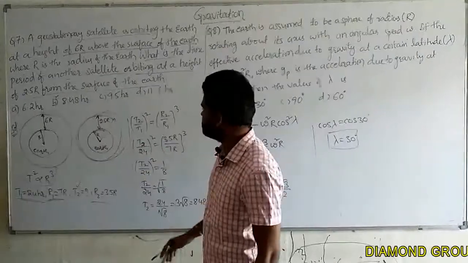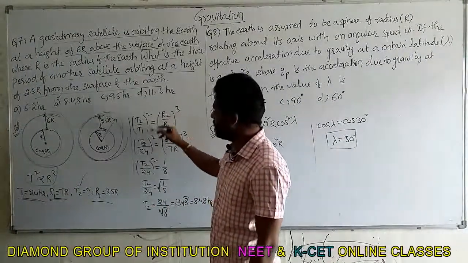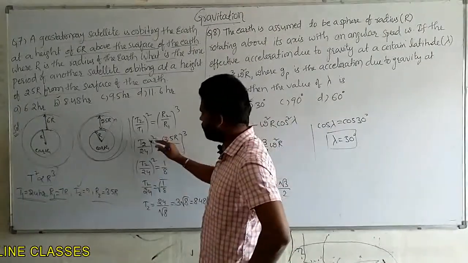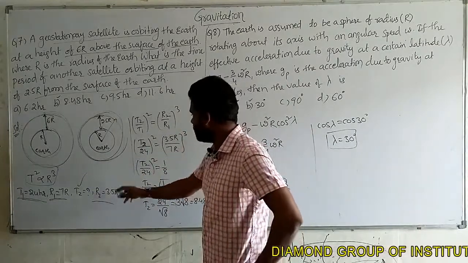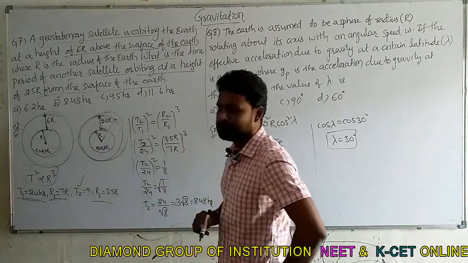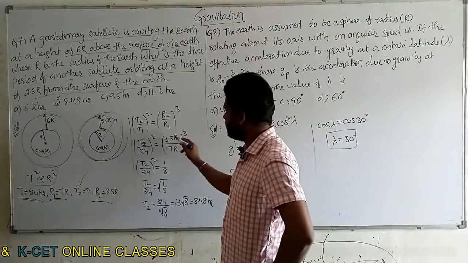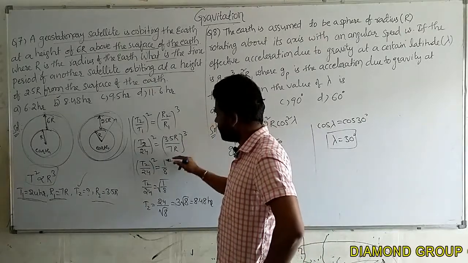Using the relationship T square is directly proportional to r cube, T2 by T1 whole square equals r2 by r1 whole cube. We can get it very easily. We have to find the T2 value, the T1 value is 24 hours, the r2 value is 3.5 r, the r1 value is 7r. Substitute and simplify. T2 by 24 whole square equals 3.5 by 7, that is 1 by 2, whole cube, which means 1 by 8.